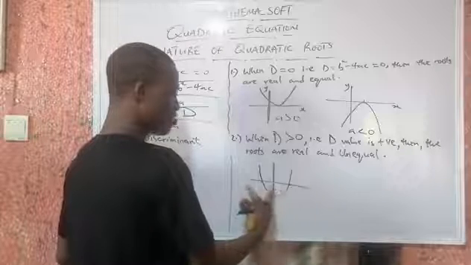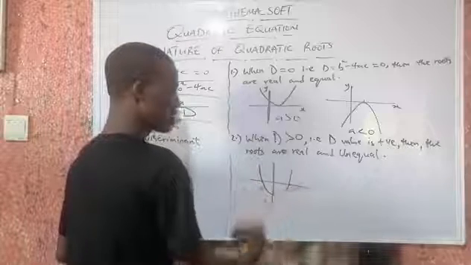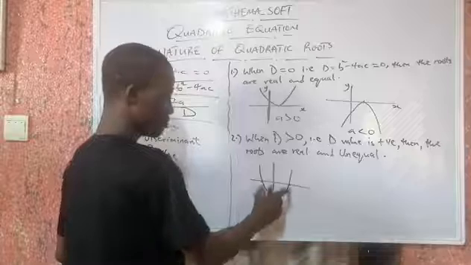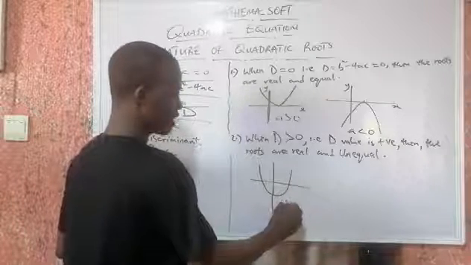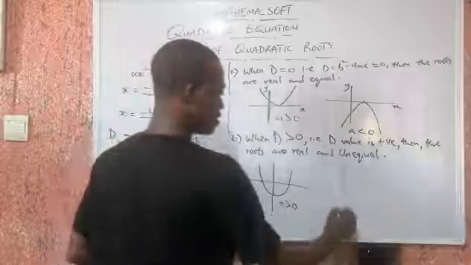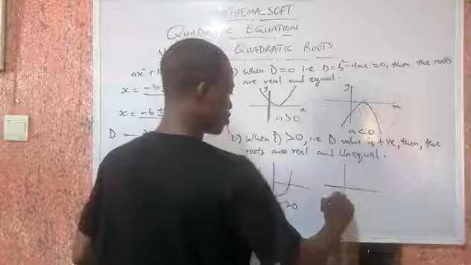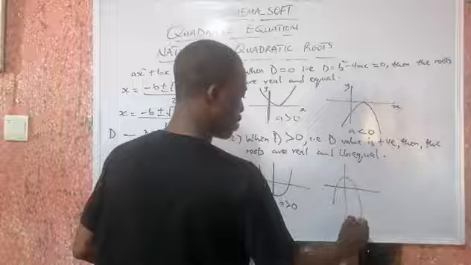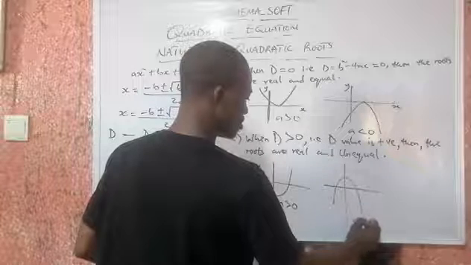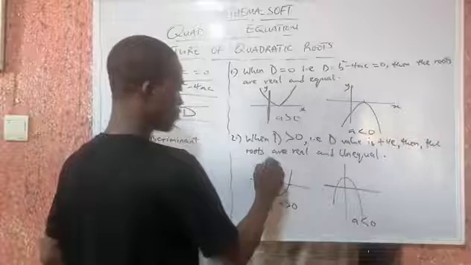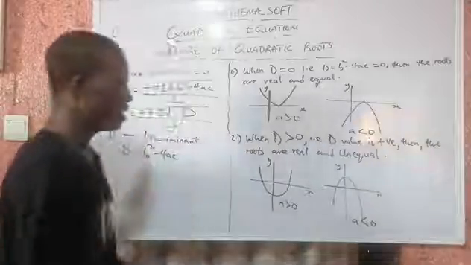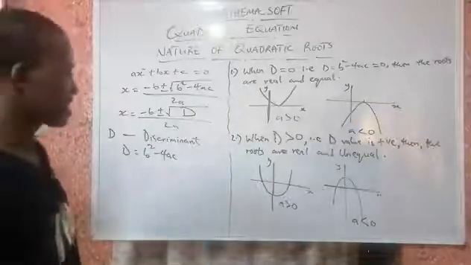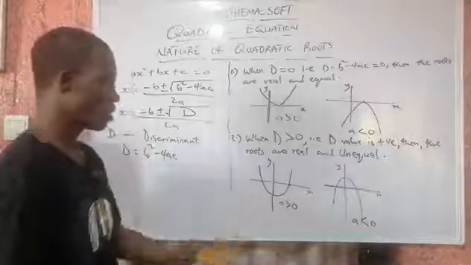That is, it will have two distinct, two different, two unequal values, which will be our roots. This is when a is greater than 0, and this is the second condition. If it's n-shaped, that will be when a is less than 0. So this is how the second condition will look.